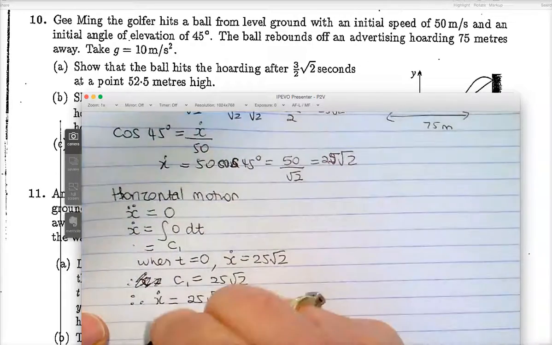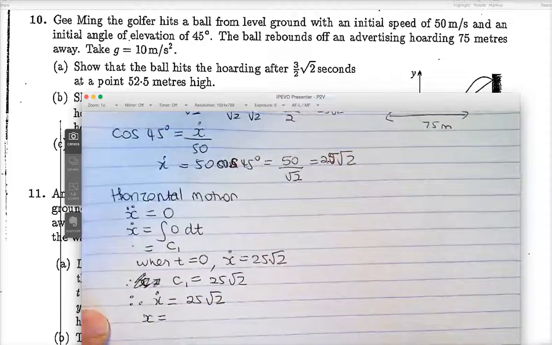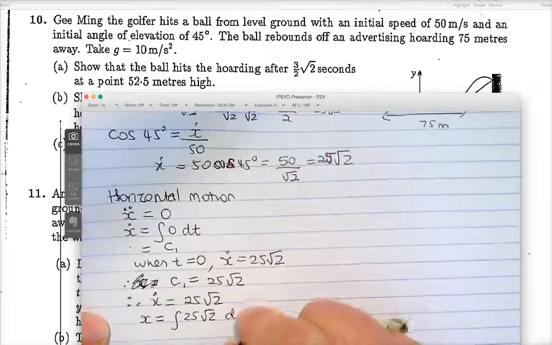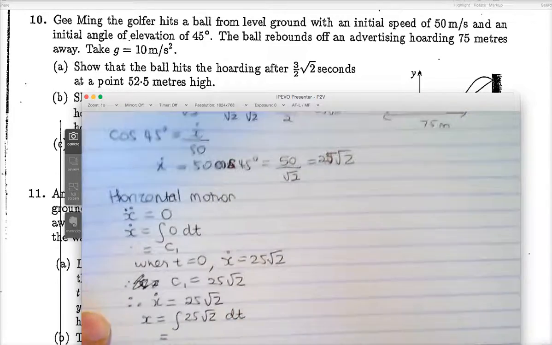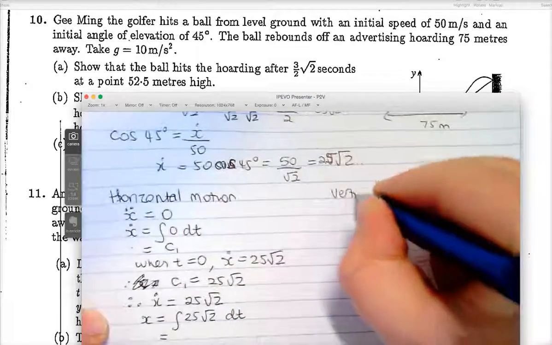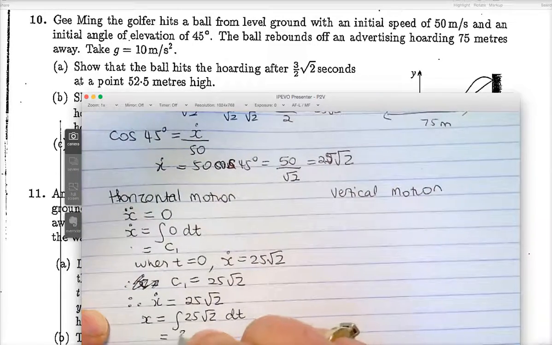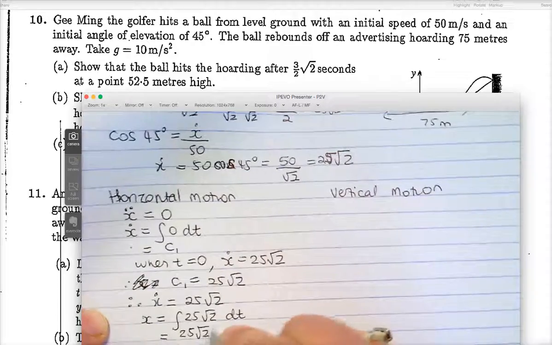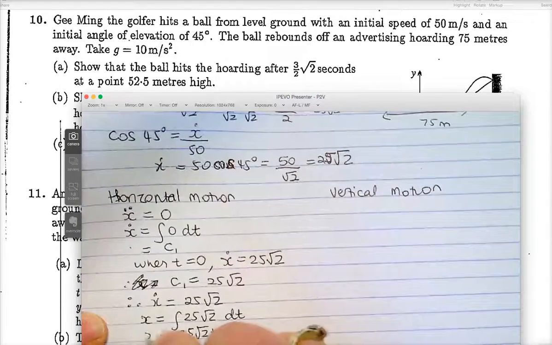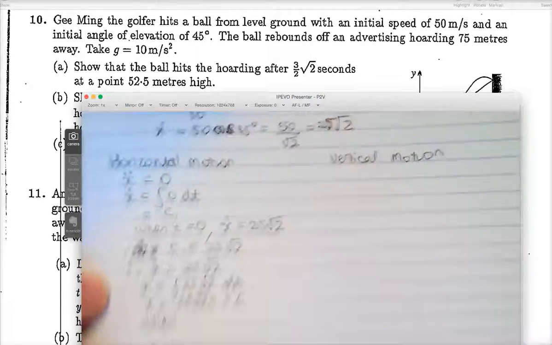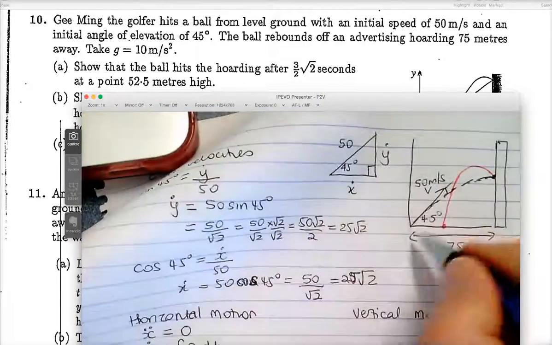Now what do we do? x is the integral of 25 root 2 dt, which is, then we're going to do vertical motion. What do you get? 25 root 2t plus c. Do we know anything about initial conditions of x, and where does the particle start from here?